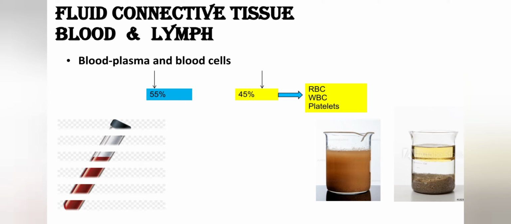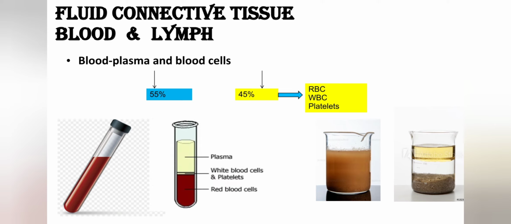In the same way, if you take a centrifuge tube and if you centrifuge it, what will you obtain? You will obtain plasma on the top, followed by white blood cells, platelets and red blood cells as debris. So the supernatant that we obtain over here is the plasma. That means plasma is the liquid in which the blood cells, that is white blood cells, platelets and red blood cells are suspended. Now since you have understood the components of blood, let's learn about the functions of blood.